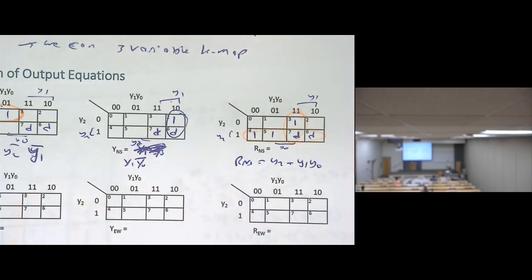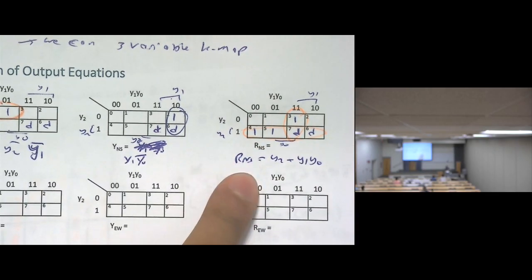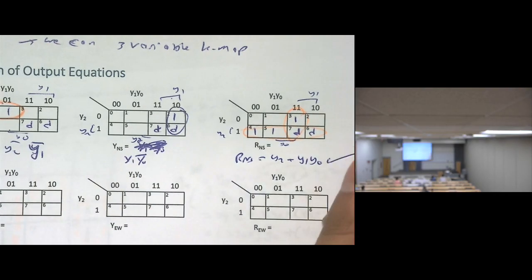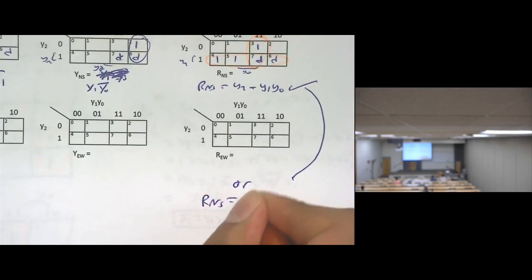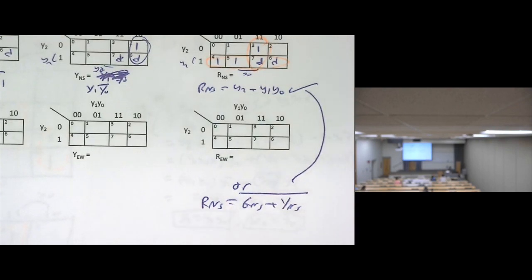Or sometimes as a shortcut, the red north-south is the opposite of yellow and green. So we can use this, or we can say red north-south is green north-south plus yellow north-south, NOTed. Whenever those are not working, the other will work. So you have either way. You can use this one or use this one.